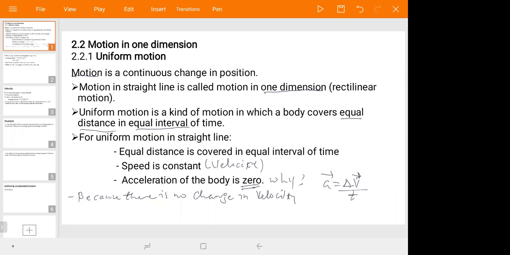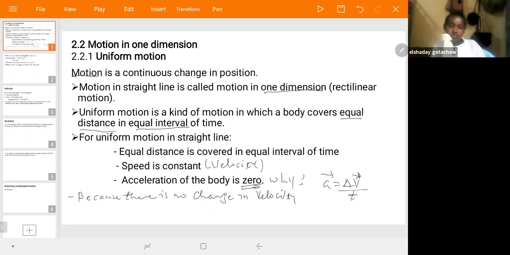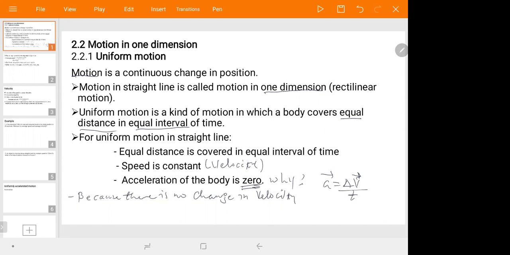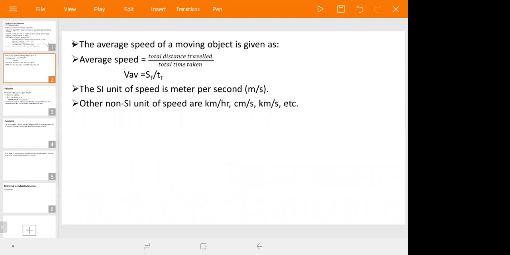Constant velocity means initial velocity and the final velocity are what? Equal. If they are equal, when you subtract, you will get 0. Therefore, acceleration is equal to 0. For uniform motion, equal distance covered in equal intervals of time, speed or velocity are constant, and acceleration is 0, okay? Do you have any question on these points? I think this one is somewhat revision. You have seen this one in grade 7 too.